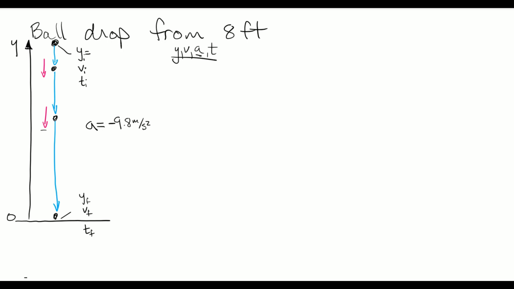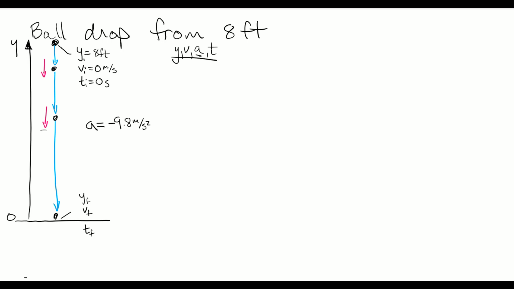Well, my initial position, I dropped it from 8 feet, so I know that's 8 feet, right? My initial velocity, I didn't throw it, I just let it go. So when I let it go, it wasn't moving. It had 0 meters per second as its velocity. And time, I'm free to choose any origin I want. Might as well start the clock when I start the problem. So initial time is 0.